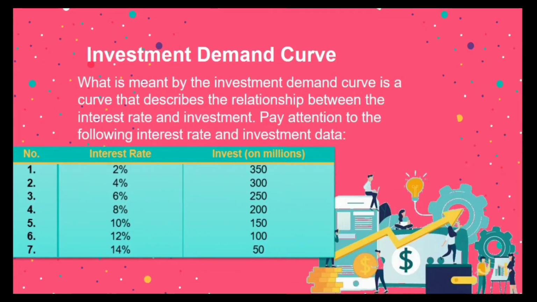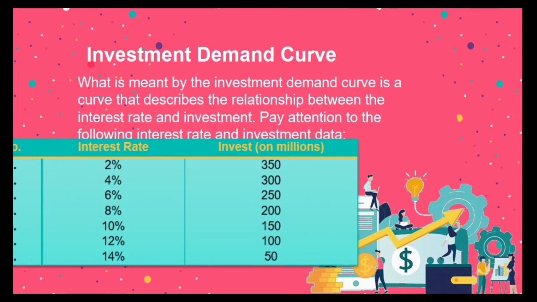Investment demand curve. What is meant by the investment demand curve is a curve that describes the relationship between the interest rate and investment. Pay attention to the following interest rate and investment data. First, 2% interest rate is 350 million invest. Second, 4% interest rate is 300 million invest. Third, 6% interest rate is 250 million invest. Fourth, 8% interest rate is 200 million invest. Fifth, 10% interest rate is 150 million invest.